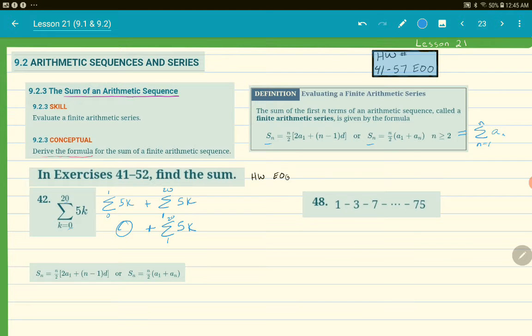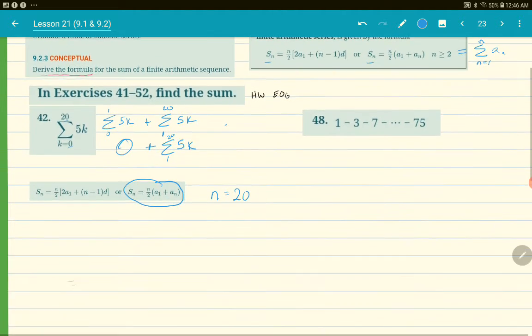I'm going to use this one, though. So our n equals 20. Our a_1, that's the first term, so plug in 1 for k and we get 5. And our 20th term is 5 times 20, which is 100.